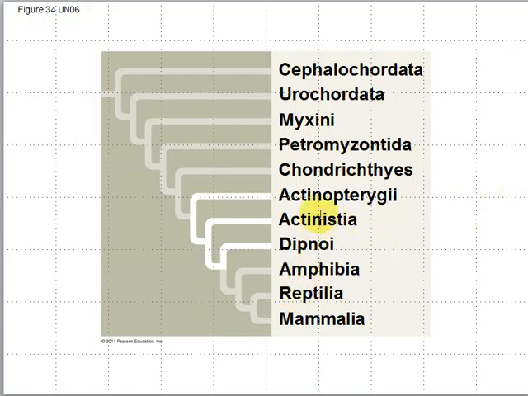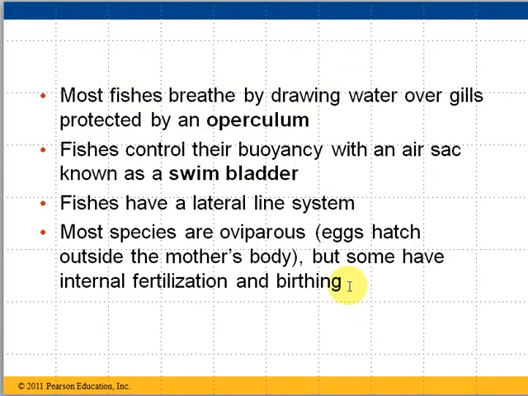Again, I would not expect you to remember all of these names, but just remember some of the basic categories and how they are separated out. Most fish breathe by drawing water over gills, protected by a structure called the operculum, and fish control their buoyancy with an air sac known as a swim bladder.